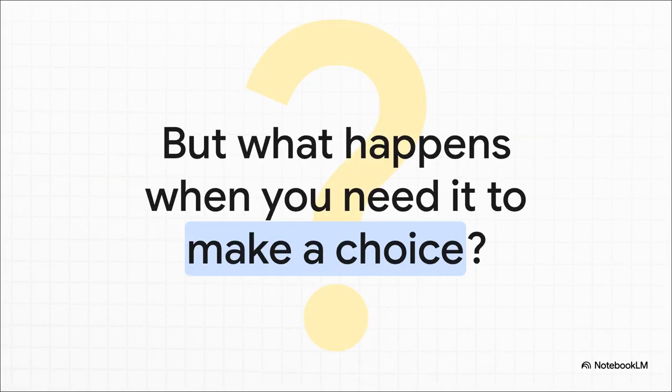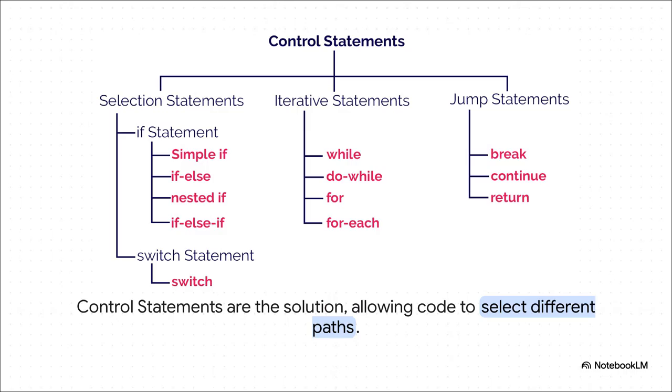What if you want your program to do one thing if a user is logged in, but something totally different if they're not? Or maybe in a game, you need it to do something special the moment a player's health hits 0. A straight line just isn't going to work. Your program needs to know how to handle a fork in the road. And that is exactly where control statements come into play. Think of them as the signals and switches that allow our train to change tracks. Now, as you can see here, they come in a few different flavors, but today we're zeroing in on selection statements, specifically if and switch. These are the absolute bedrock of decision-making in Java.